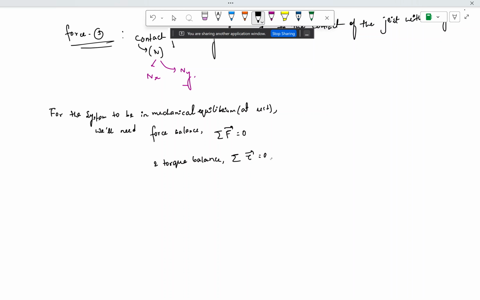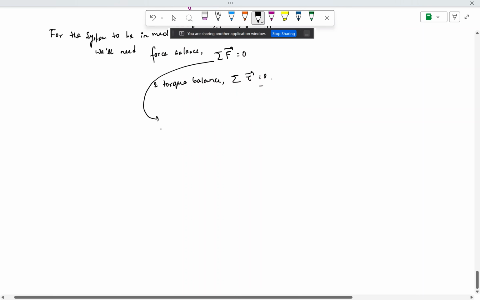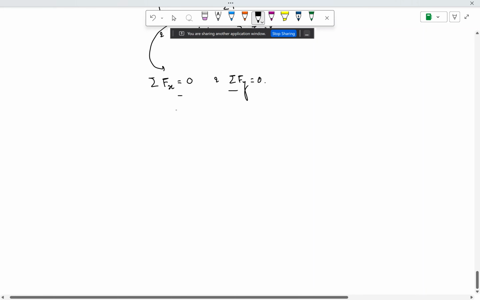Now, because F is a vector, it can have both x component and y component, if you consider it like a 2D plane for now. So based on the force balance condition, the net Fx will be 0, and the net Fy will also be 0 separately. Okay. So now let us deal first with this horizontal component of the force and set the net force equal to 0. So let us find out what are the horizontal component of forces present in the problem.